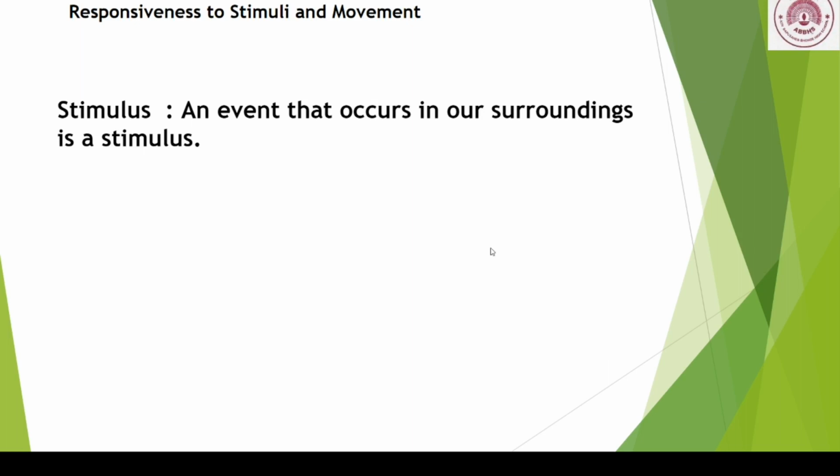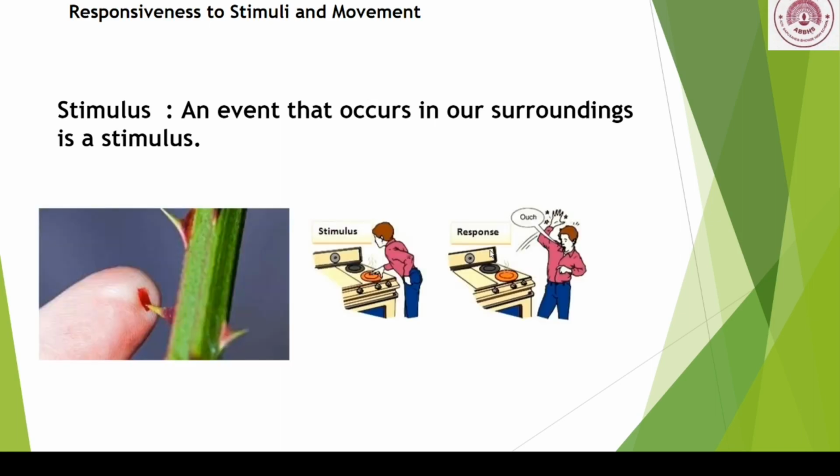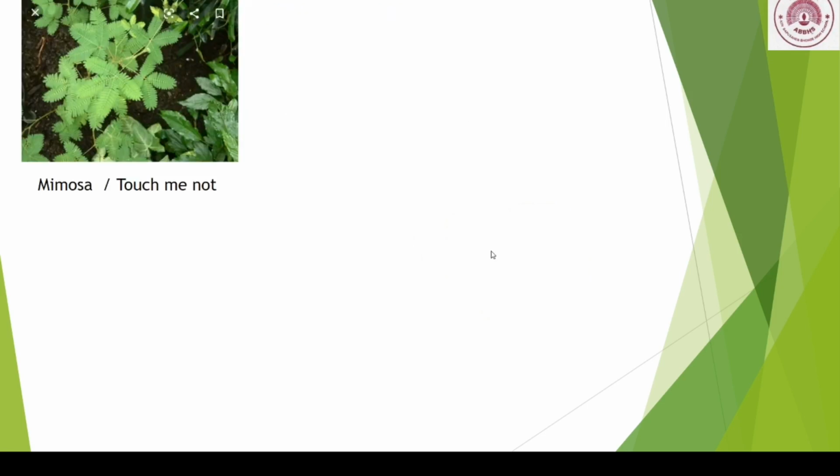Let's see some examples. When you're hungry, you eat some food. Here, the stimulus is hunger, and the response is that you eat some food. When you touch a hot object, you pull away your hand, or when a thorn or needle pricks you, you pull away. In plants, the leaves of the mimosa plant, or touch-me-not, are very sensitive to touch. The leaves close when they are touched.